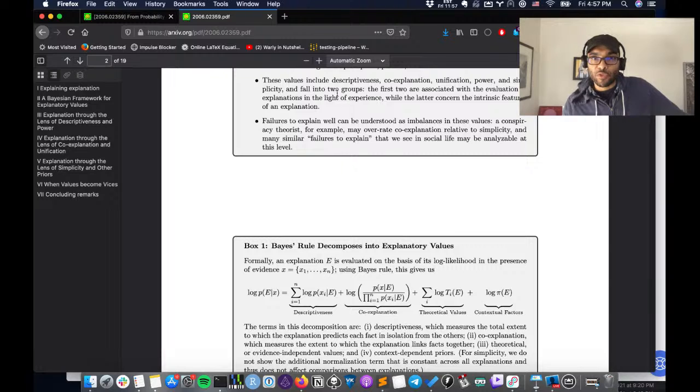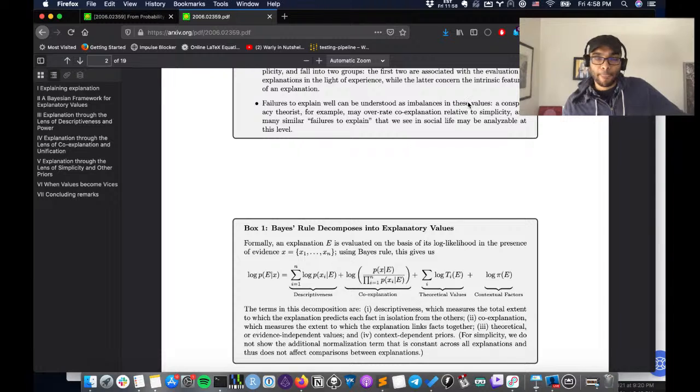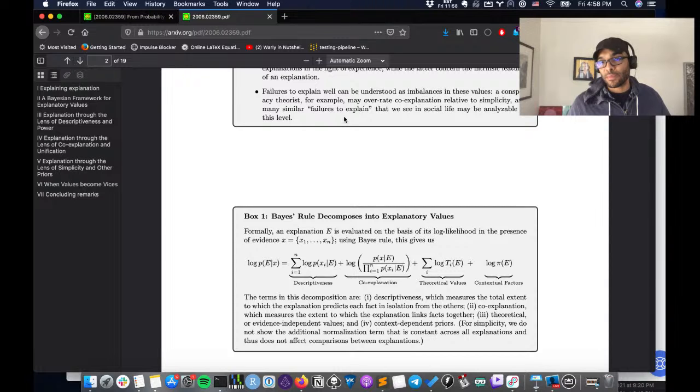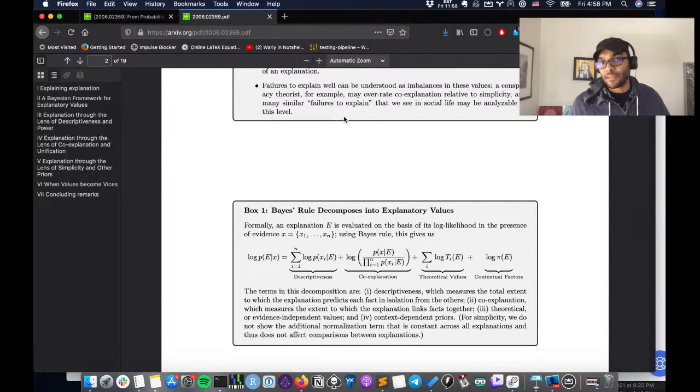Wait, hold on. These fall into two groups. I thought it was description and power. Okay, evaluation of explanations in light of experience, while the latter concern intrinsic features of an explanation. Okay. Failures to explain well can be understood as imbalances in these values. A conspiracy theorist, for example, may overrate co-explanation relative to simplicity, and many similar failures to explain that we see in social life may be analyzable at this level.